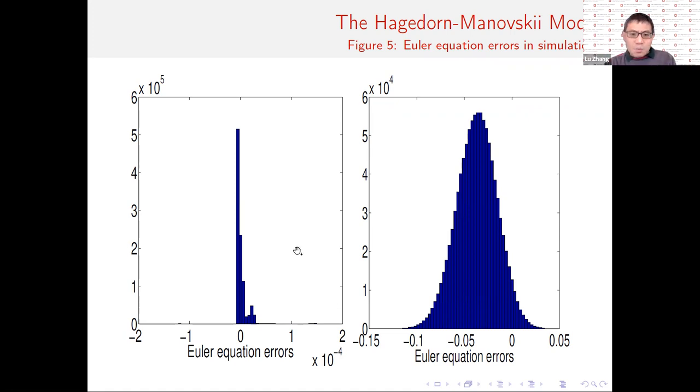Over 1 million weekly periods, you see that most of the time Euler equation errors from the projection method are really small, okay? As for log-linearization, again, orders of magnitude bigger.